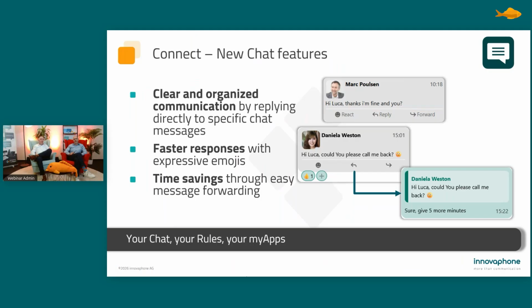You can now, first of all, reply directly to a message. You can forward a message, but you can also use emojis, which loosens up the whole process of how to communicate in a business environment. So at the end of the day, it's your chat, your rules, everything integrated with the Connect app. And to point out, it's your own chat that is fully integrated with our own solution, and that makes it so special.